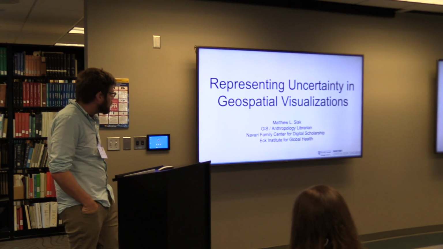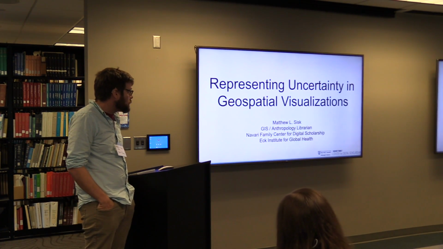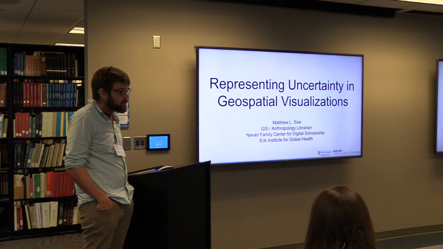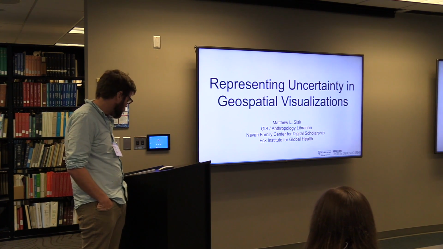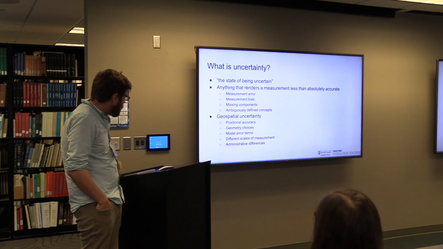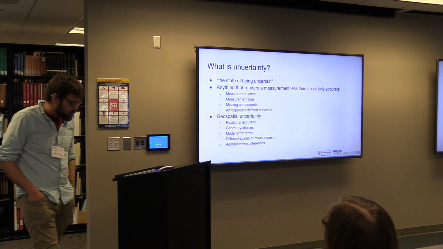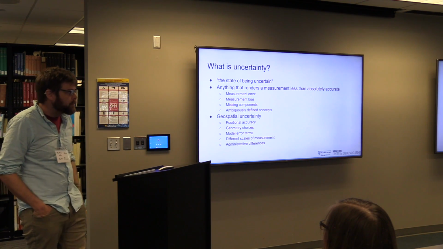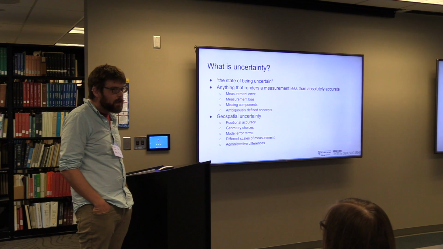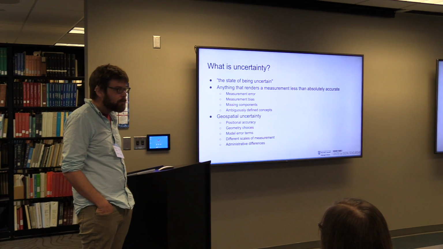My project is focused on different ways of dealing with uncertainty, particularly in geospatial visualization, so in maps and spatial data. I wanted to have a little bit on here of what is uncertainty, what do I mean by this, because it's something that, I guess it would be irony, is not particularly well defined always.